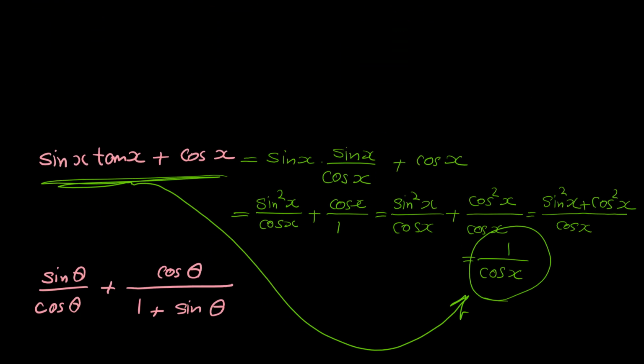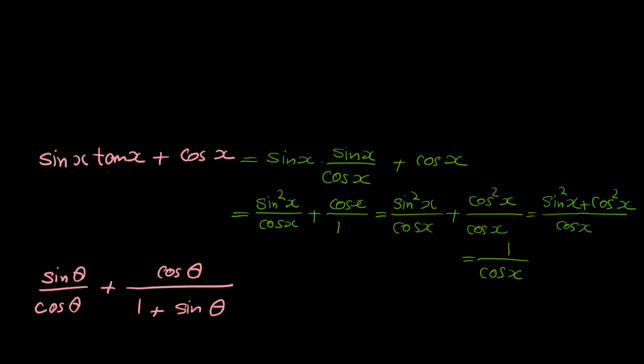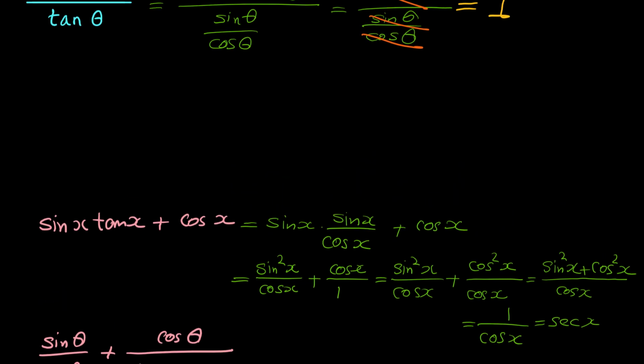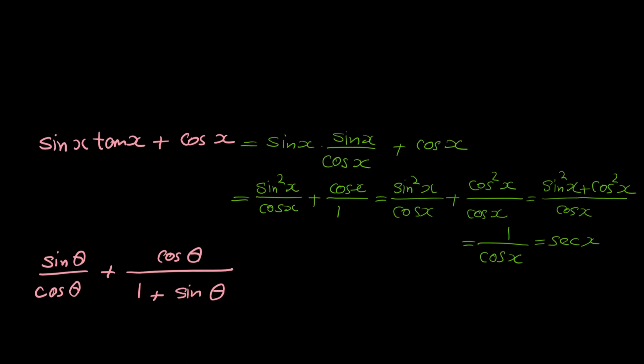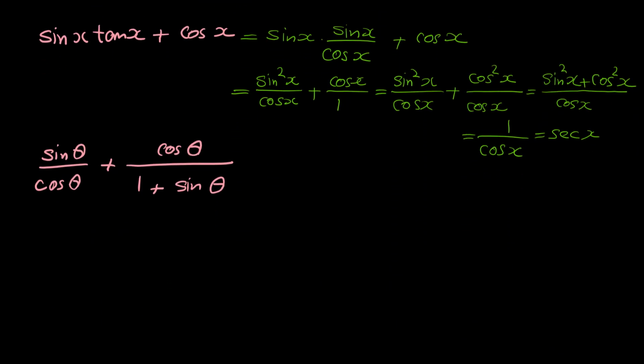If you like, you can write this in the form of secant x. If you don't like to see a fraction, you can write it as secant x. But attention, secant x at the end is a fraction, 1 over cosine. So this is the final answer of this question. We simplify this expression. Now look at the next example.